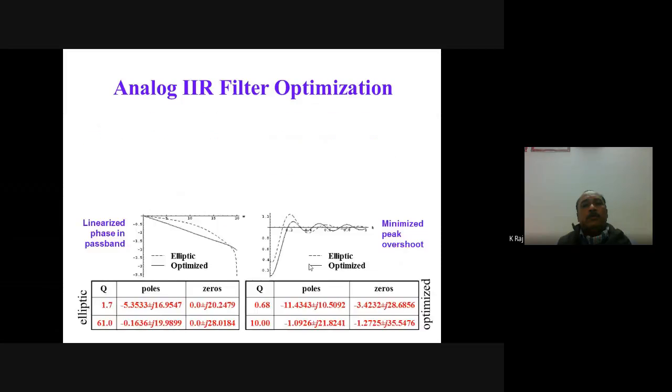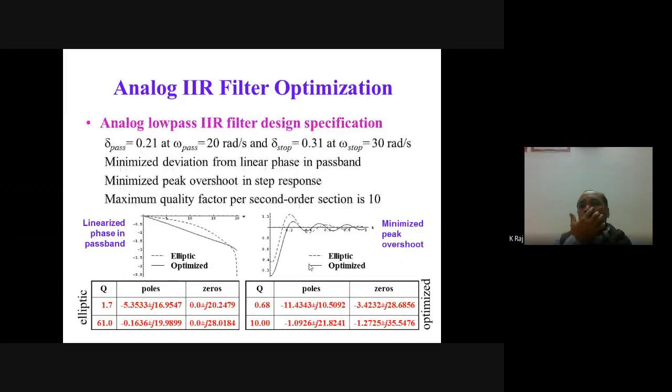We have discussed these concepts here. Analog low pass filter. Here the pass band and stop band edge frequencies are given. Ripples in the pass band and ripples in the stop band are given, and this has to be represented here. We can design this type of filter, and we can see the ripples here, and basically this is for the elliptic one, and then we have utilized the optimization concept.